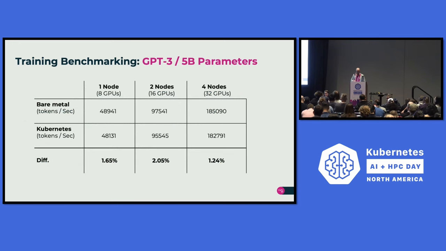We did this work, and we trained GPT-3 with 5 billion parameters with Kubernetes and without Kubernetes on bare metal, and we measured the throughput in terms of number of tokens being processed per second on one node, two nodes, and four nodes. And these are the results that we got. You can see here the difference between the throughput with and without Kubernetes, with no software layers that come with Kubernetes. And you see that the overhead is really small, less than 2% in this case.